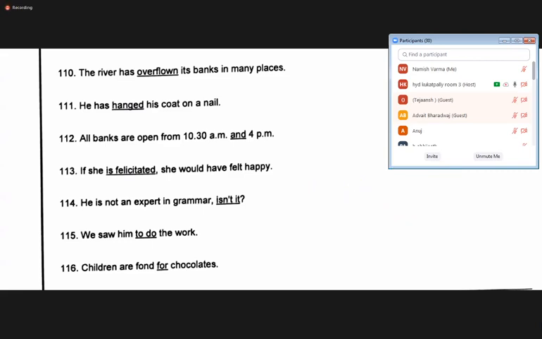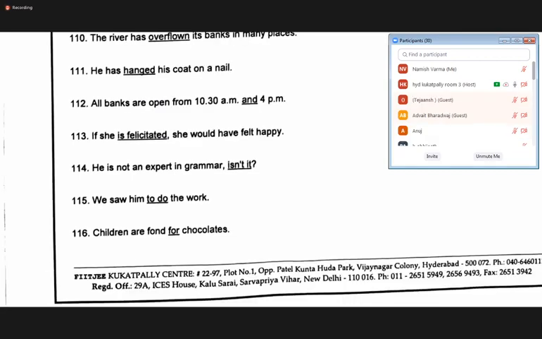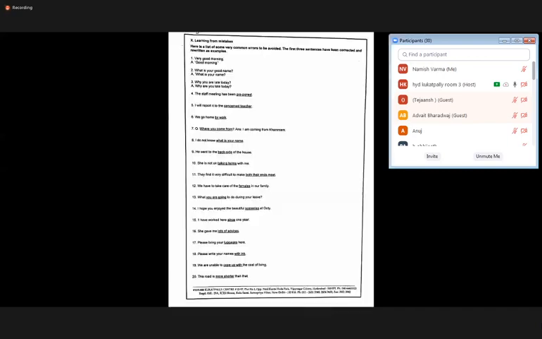Next, we saw him to do the work. The to we can omit. Yes, to should be removed. Just like made, made is followed by a plain infinitive. Saw is also followed by a plain infinitive, not a to infinitive. We saw him do the work. Next, 116. Children are fond for chocolates. Of chocolates. Fond of chocolates, right? Children are fond of chocolates.